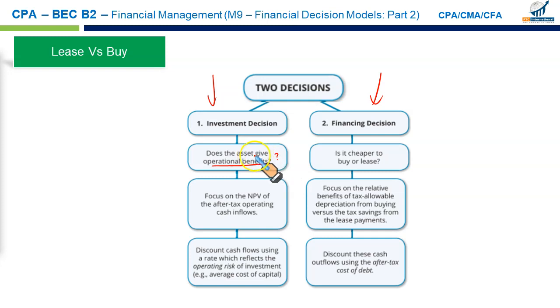Then we will discount these future expected cash inflows at the average cost of capital. Discount the cash inflows from this asset using a rate which reflects the operating risk of the investment, that is the average cost of capital, weighted average cost of capital.